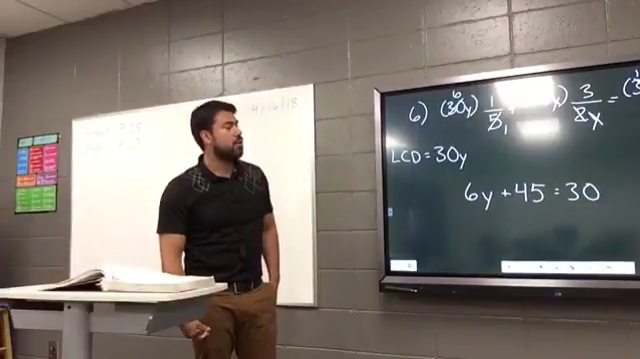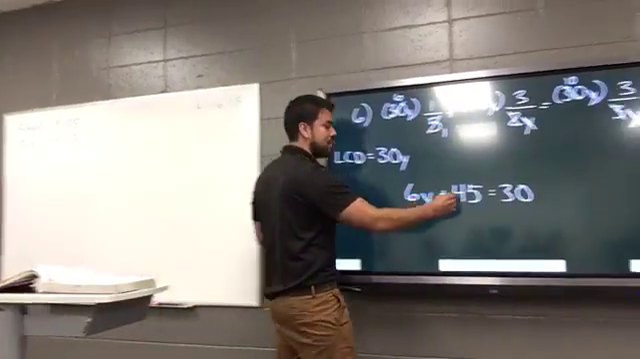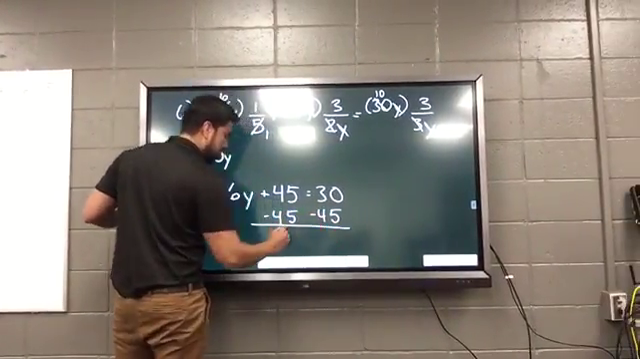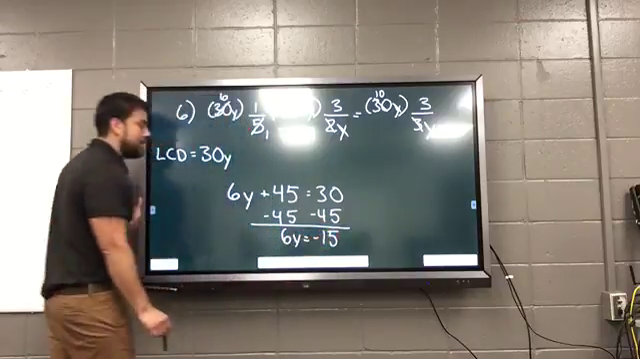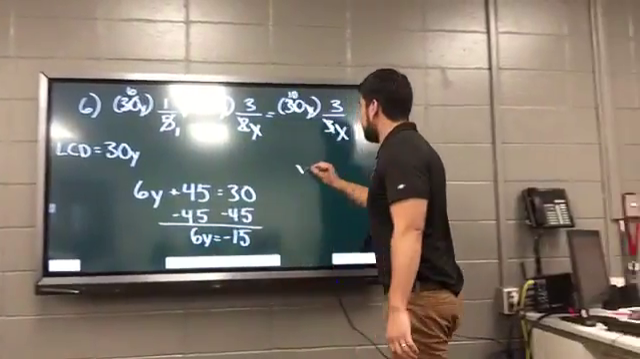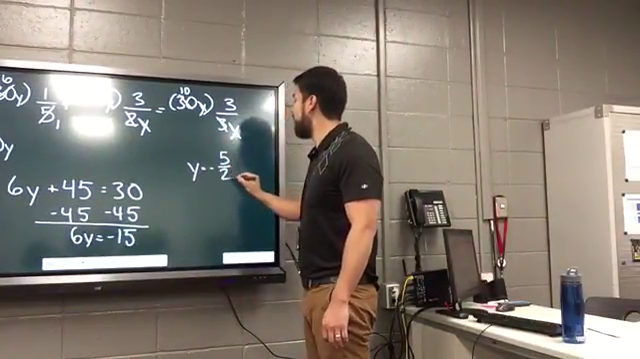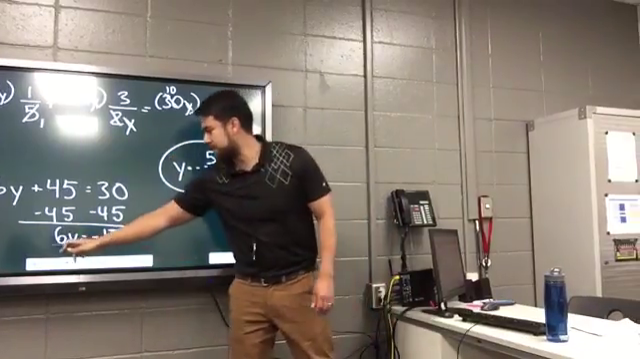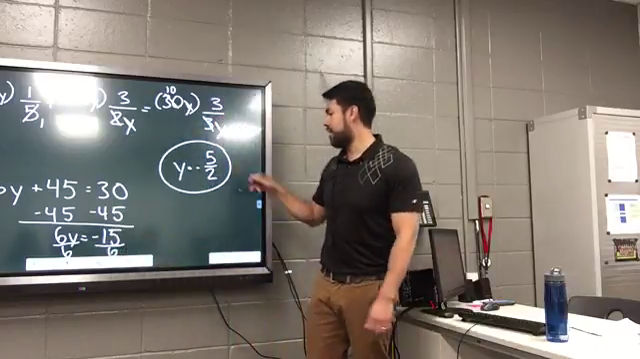Okay, how do I solve for y here? You first subtract 45 from both sides. You get 6y equals negative 15. And then divide both sides by 6, and you get y equals negative 5 halves. So if you divide both sides by 6, that's okay. You should get negative 5 halves.